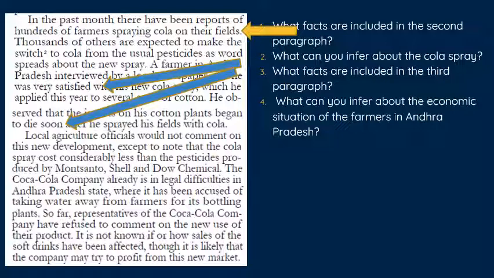And after that, what can you infer about the cola spray? Well, let's see what this paragraph talking about cola spray. Well, one of possible inferences that we can draw about the cola spray is that the cola spray is dangerous enough. Why? Because it contains chemical substance which is effective to kill the insect in a very short time.